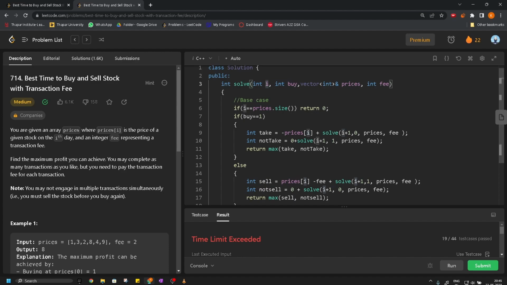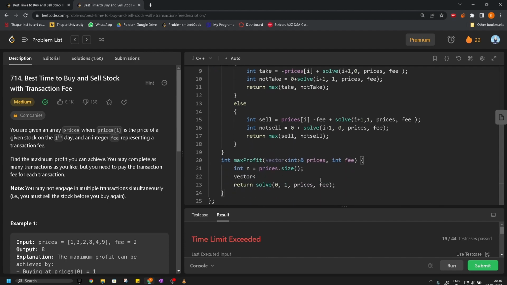I can take a value from 0 to n minus 1, and buy can take a value of 0 or 1. So we'll define a 2D vector, since there are two changing parameters. DP size n plus 1 comma vector int 3 comma minus 1.